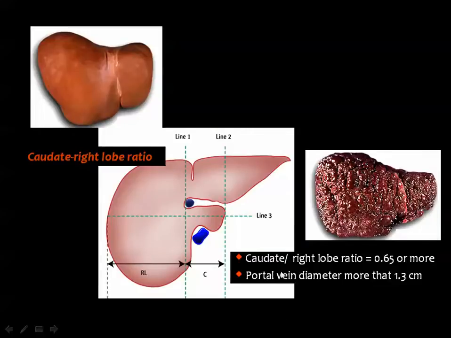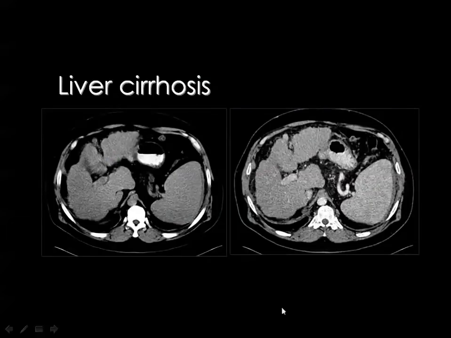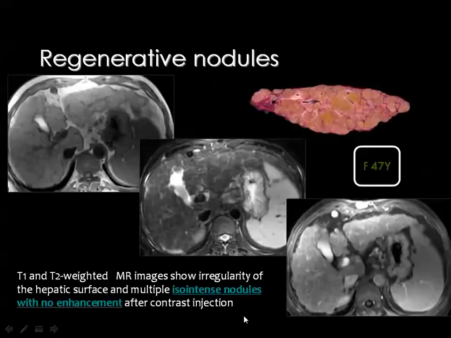If the caudate lobe to right lobe ratio is 0.6 or more, you can assume cirrhosis, because this means that the caudate lobe is abnormally enlarged. Then portal vein diameter more than 1.3 centimeter may also suggest the appearance of cirrhosis. And this is a cirrhotic liver: a small shrunken liver with hypertrophied caudate lobe and widening of the interlobar fissure, the lobulated outline, coarse parenchymal texture, and the spleen is enlarged, and you can see some fluid in the peritoneal cavity.